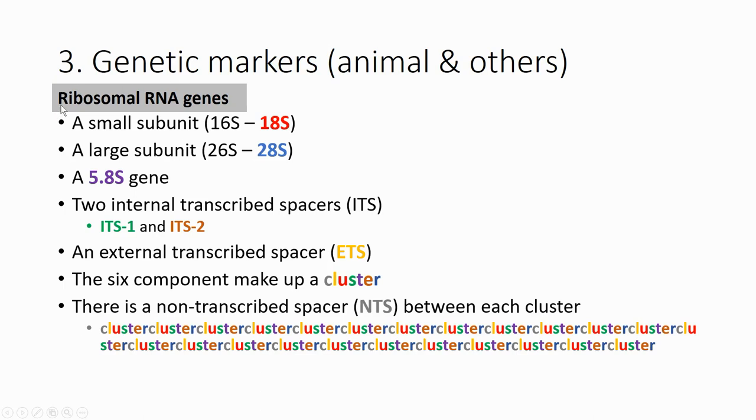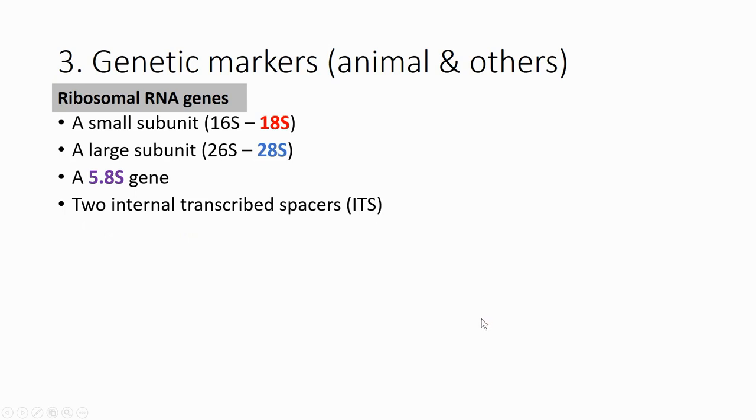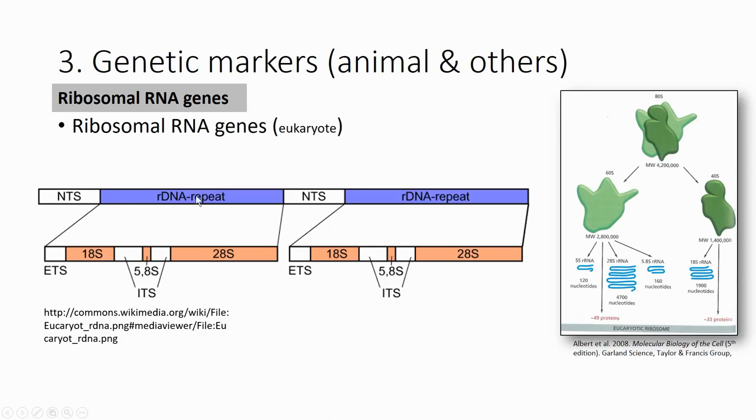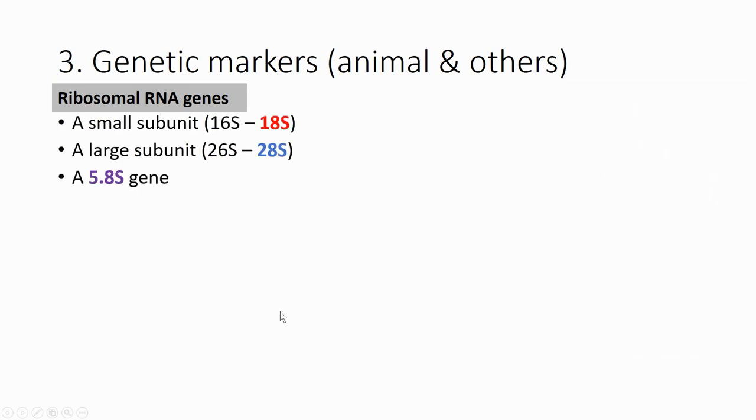So if you look at the ribosomal gene, this is how it looks. It just keeps repeating the same cluster, same as this diagram. Each cluster is separated by the NTS, and within each cluster you have the ETS, 18S, ITS1, 5.8S, ITS2, 28S.